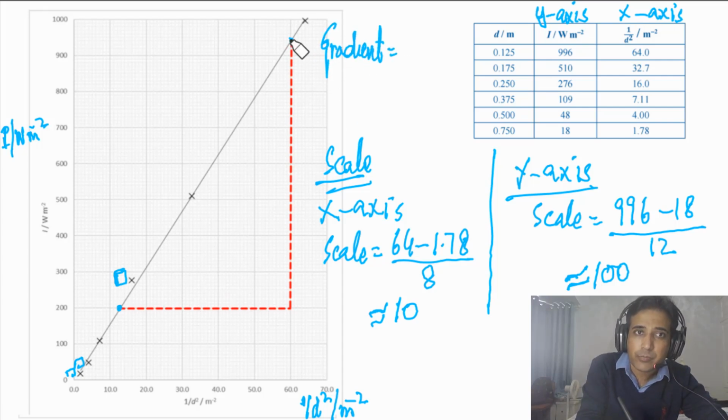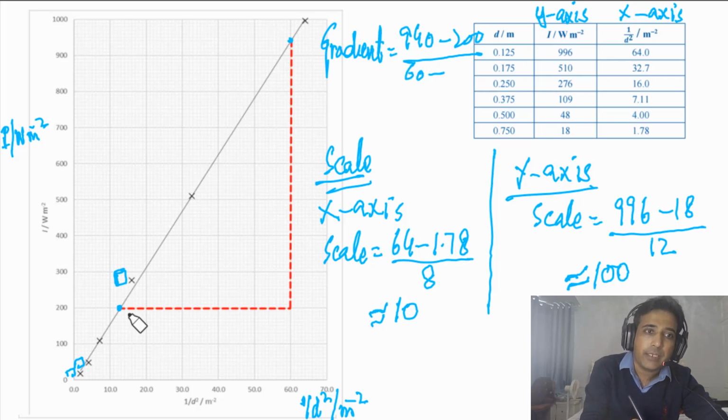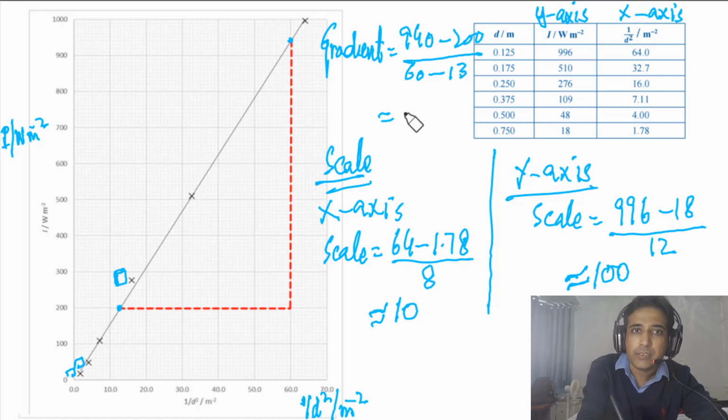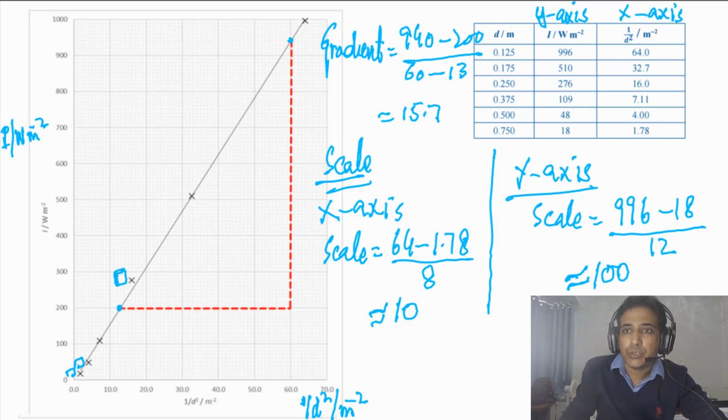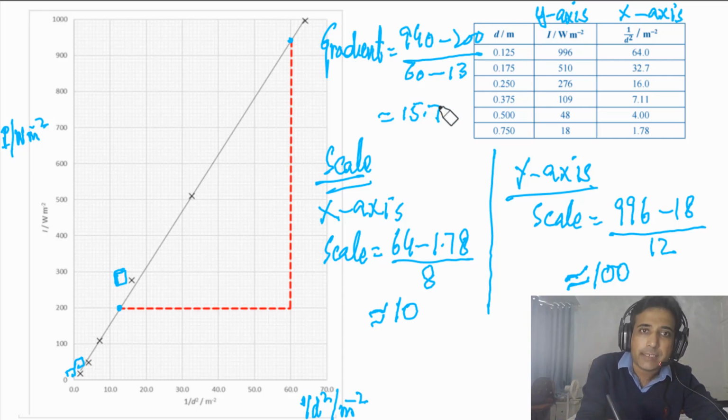We can take this point, so this y value is about 940, and this is 200, divided by the x value. The x value at this point we can read is 60, and the x value from here is about 13. If we simplify this, we will get 15.7. Now what is the unit of this one? On the y-axis we have the unit watt per square meter. On the x-axis we have the unit per square meter, so the per square meter will be cancelled. We will get 15.7 watts.